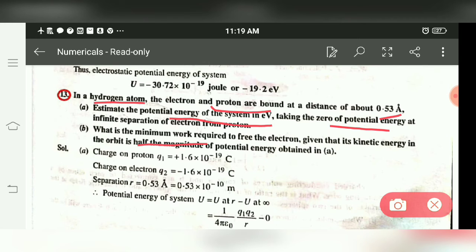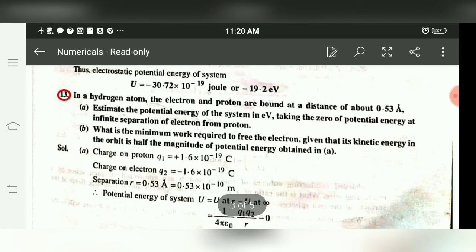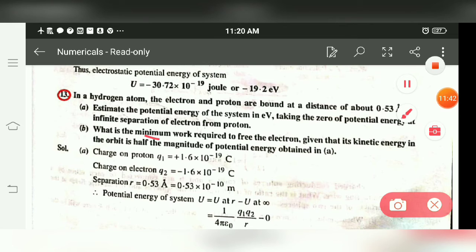What is the minimum work required to free the electron, given that its kinetic energy is half of the magnitude of the potential energy? If you have to find the total work done or total energy, that equals kinetic energy plus potential energy. For the minimum or total work done, that equals the total energy, and that energy equals kinetic energy plus potential energy.